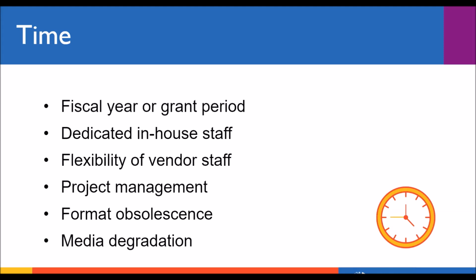Vendors can hire or reassign staff to work on projects with shorter timeframes to make sure the deadlines are met. Alternatively, a vendor may have too many projects in production to meet your project's deadline, so you may have to work with an alternate vendor or find a way to do the project in-house within your timeline.